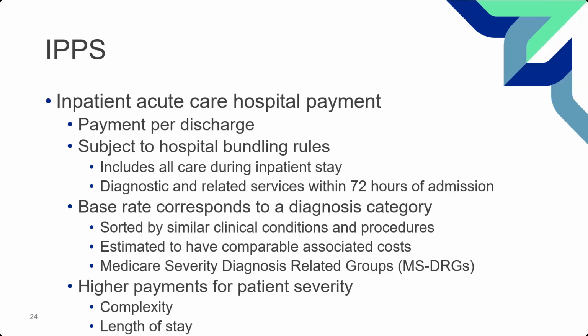They are given a base rate, which does correspond to a diagnosis category. Then sorted by similar clinical conditions and procedures. What happened with the patient? Should you have comorbidity? Should you have other things which will make it go up or down based on additional diagnoses and other things that are happening? So it is estimated to have comparable associated costs. So that's the basis. It's an estimate of comparable associated costs. And again, you'll hear the term Medicare severity diagnosis related groups. That's exactly what this is talking about.